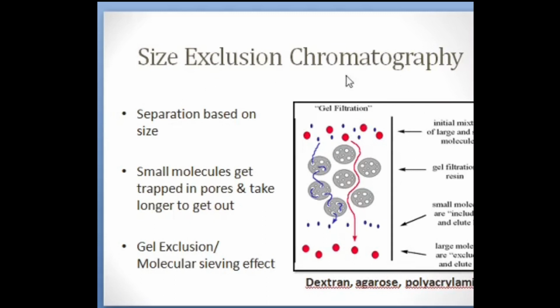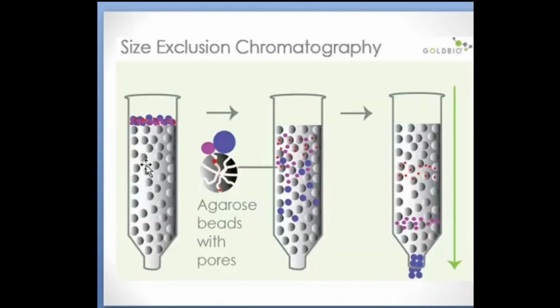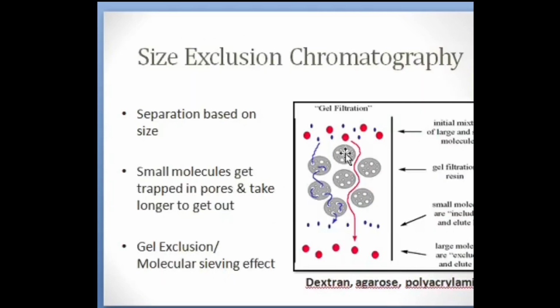Okay, so another one is size exclusion chromatography. From the name itself, you can understand that the separation is based on size. Here, for the stationary phase, we use agarose beads. These beads contain pores. You can see here, these beads contain pores. So when you put in the sample mixture, the small molecules will enter through these pores.